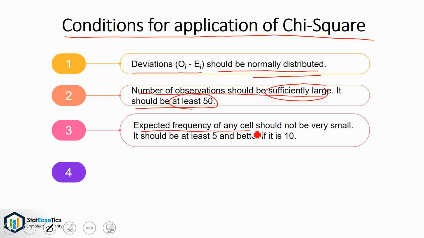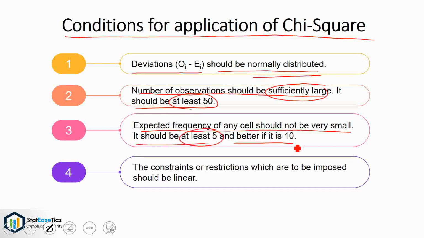Expected frequency of any cell should not be very small. It should be at least 5 and better if it is 10. The constraints or restrictions which are to be imposed should be linear.